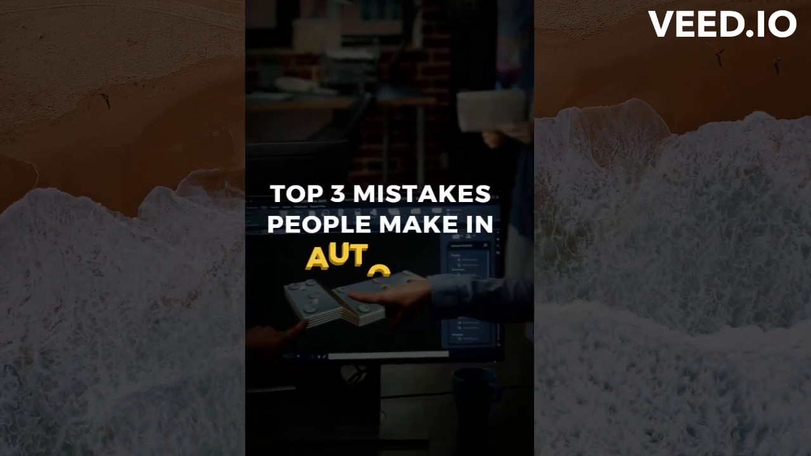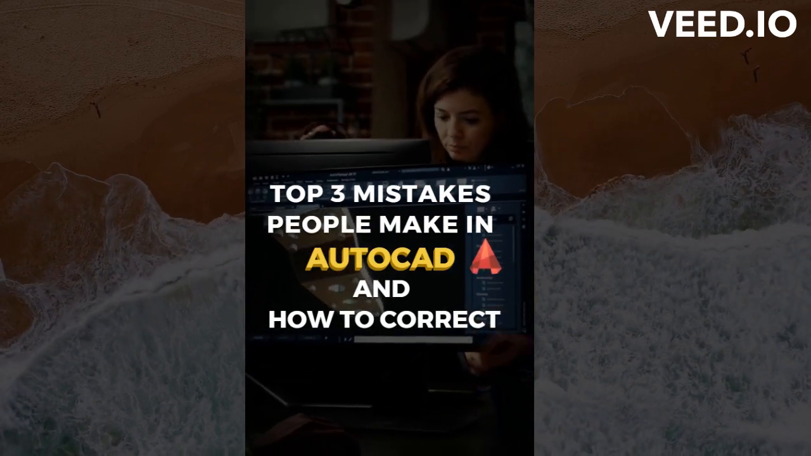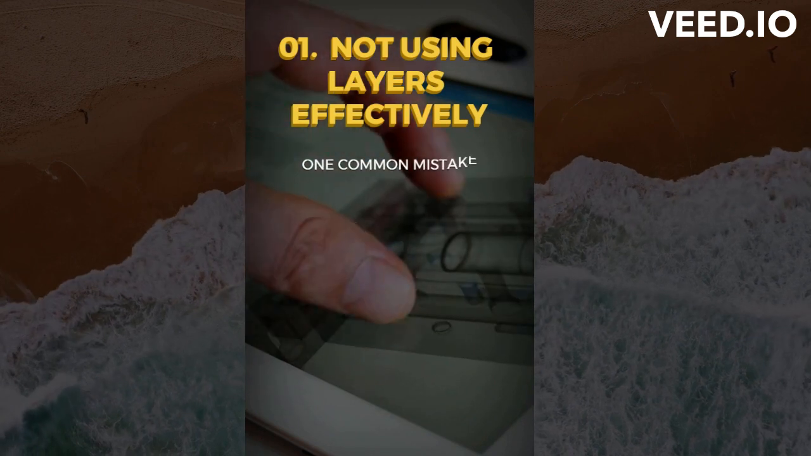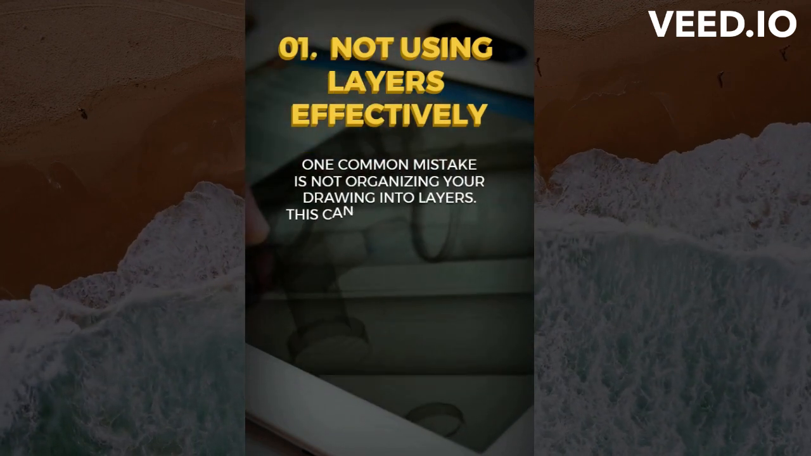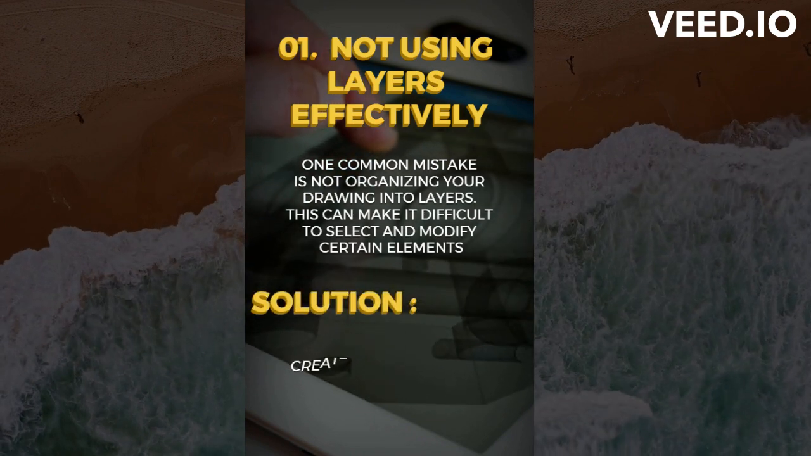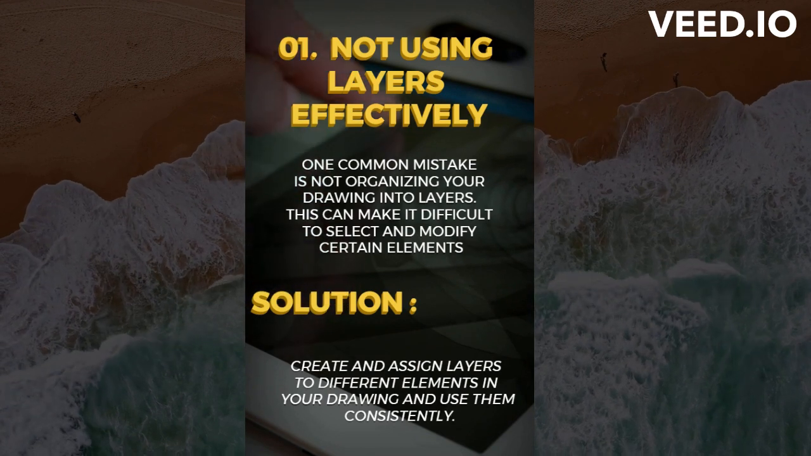Top 3 mistakes people make in AutoCAD, and how to correct it. First one, not using layers effectively. One common mistake is not organizing your drawing into layers. This can make it difficult to select and modify certain elements. To correct this, create and assign layers to different elements in your drawing and use them consistently.